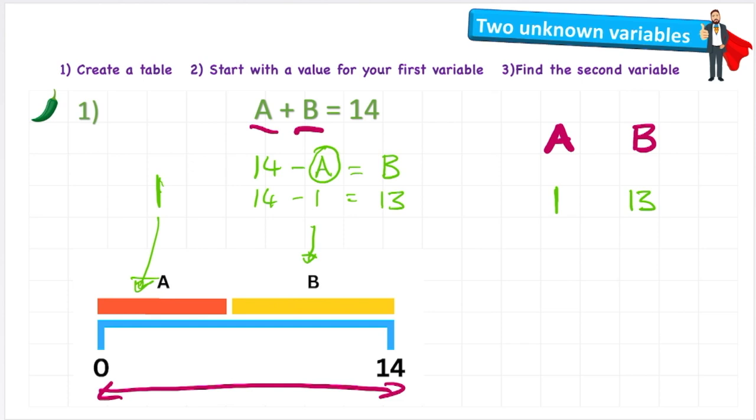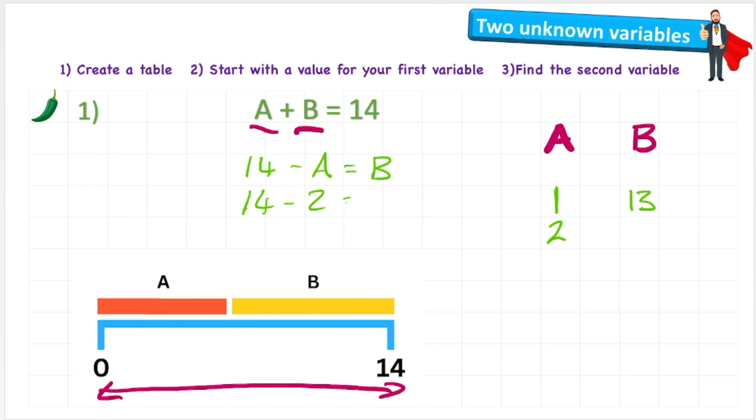But it's really important to know how to do it in other ways, because sometimes we're going to get numbers that we can't just do in our head. Okay, let's carry on our table. And let's say that we have A as 2. So again, we're going to use the inverse. So 14 subtract A will equal B. And now we can substitute A with our 2. So 14 subtract 2 equals 12. So therefore, B would be 12.